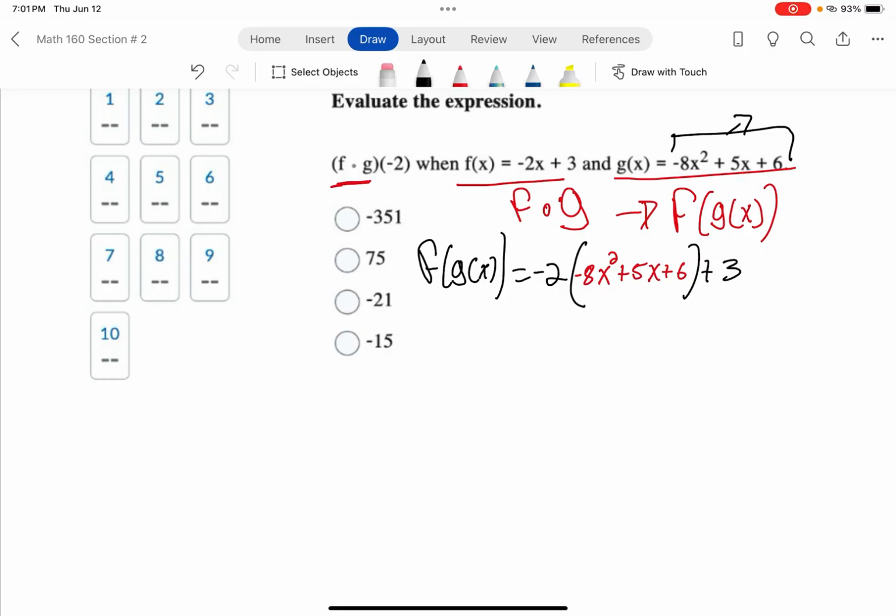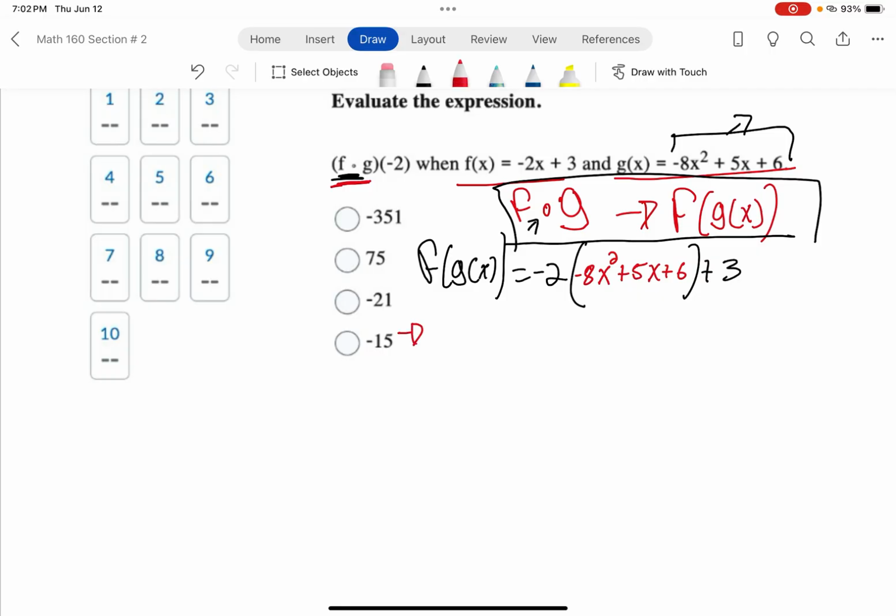Now they are giving you minus 2. I was thinking at the beginning that it was a multiplication, but when you see this kind of notation, this is composite. This means composite, and composite is this definition right here. So since I have this definition, I just need to first multiply the 2 by each term inside the parentheses. And we continue here.